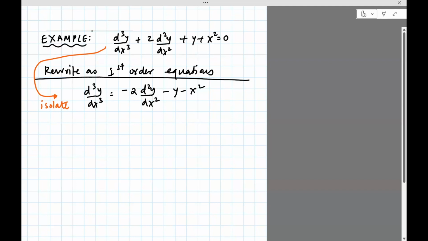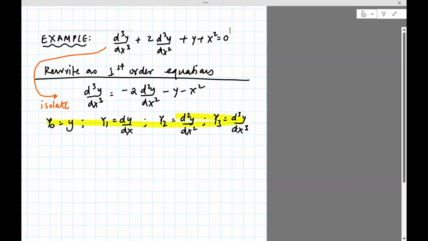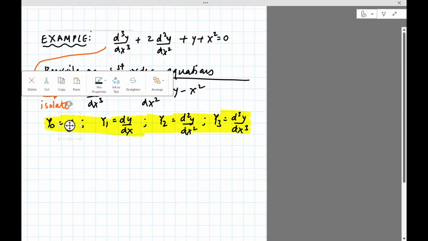Now let's introduce variables. Y0 is y, y1 is dy dx, y2 is d square y dx square, y3 is d cube y dx cube. Okay, these things will help us write down the equations. Okay, so what are those equations?